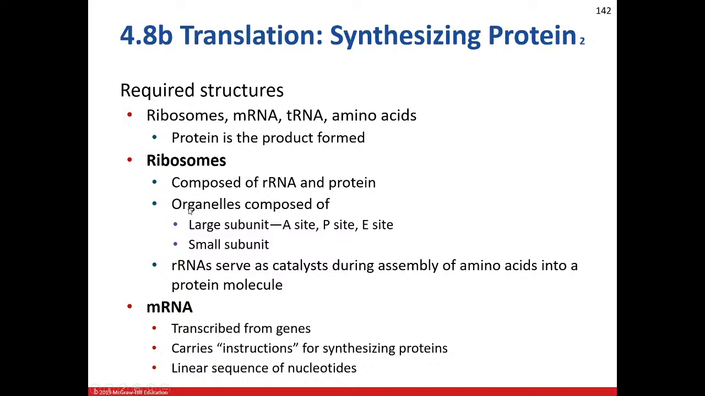All right, so the organelles are composed of the large subunit, which has the A, P, and E sites, and then the small subunit. The ribosomal RNAs serve as catalysts during the assembly of amino acids into a protein molecule. They help the reaction take place. They speed it up. mRNA is transcribed from the genes. This is the copy of the genes that carries the instructions for synthesizing a protein. And it's a linear sequence of nucleotides.